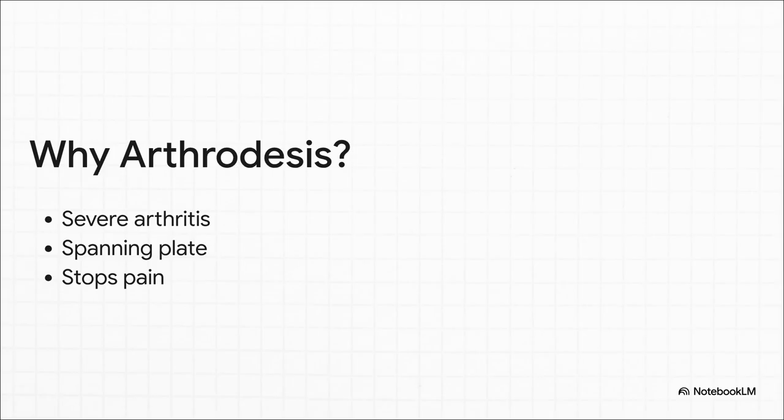Now, you might be wondering, why on earth would a surgeon ever intentionally lock a patient's wrist permanently? Well, the main clinical application here is severe bone-on-bone arthritis. The pain of those bones grinding together becomes so agonizing that the patient literally can't use their hand anyway. So the surgeon goes in, usually places a large metal plate spanning all the way from the radius bone down into the carpal bones of the hand and fuses it. It permanently stops all that painful movement. Basically, they're trading flexibility for a completely pain-free, stable wrist.